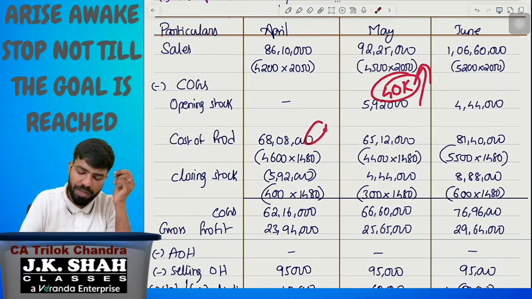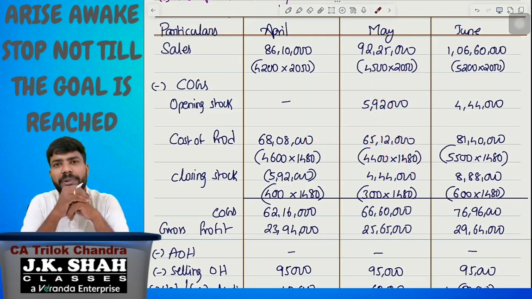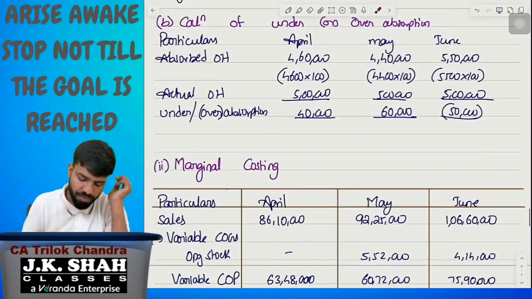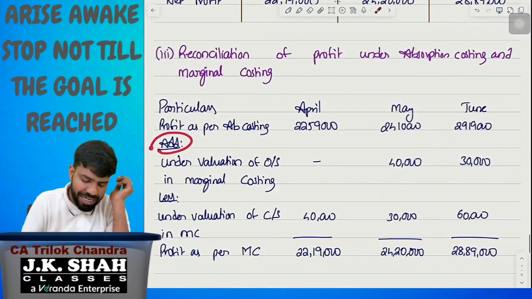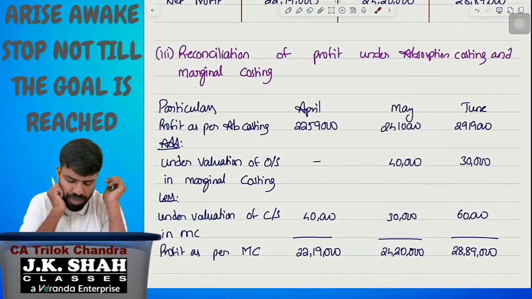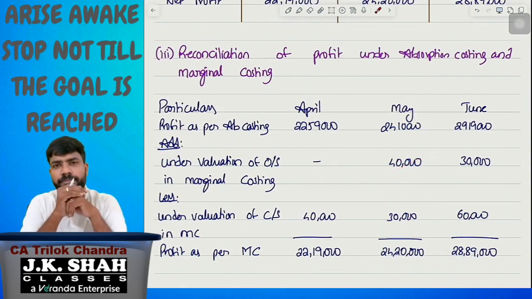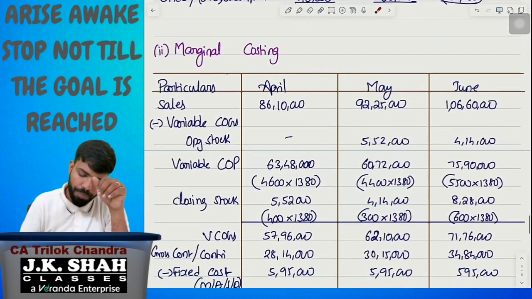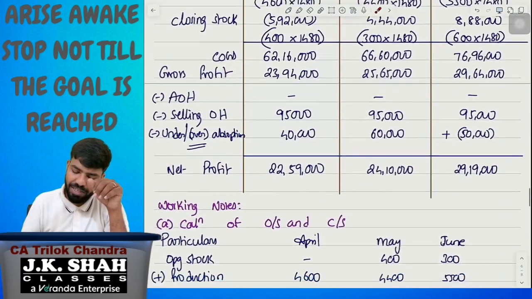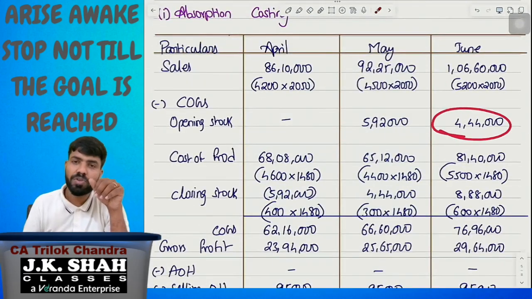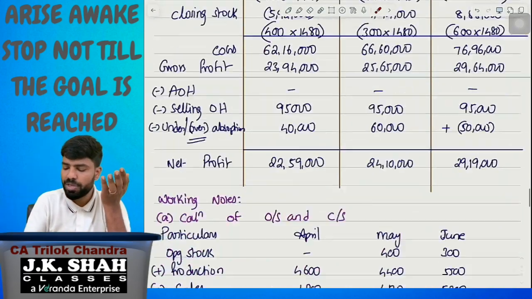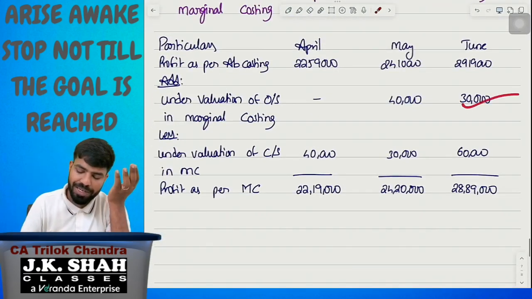Here it is over. When the opening stock is shown more, automatically profit decreases. For the month of May, profit would have decreased. Now we need to add back 40,000. So I have written addition under valuation of opening stock in marginal costing, 40,000. Same way in the June month, opening stock is 4 lakh 14,000, whereas here it is 4 lakh 44,000, 30,000 extra. Because of showing opening stock more, profit would have decreased by 30,000. Now I'm adding back 30,000.